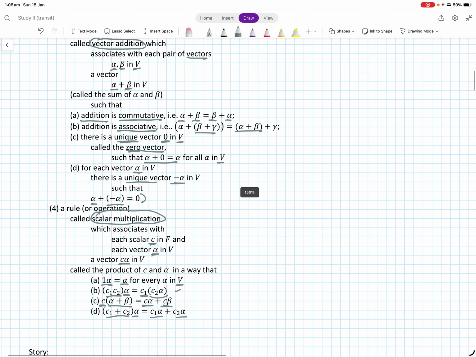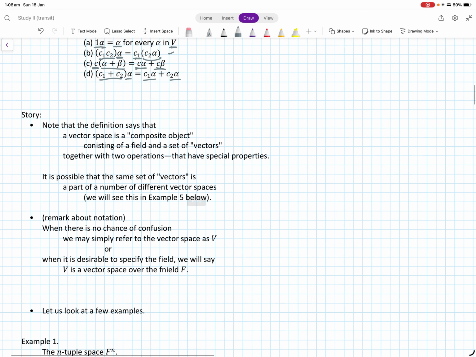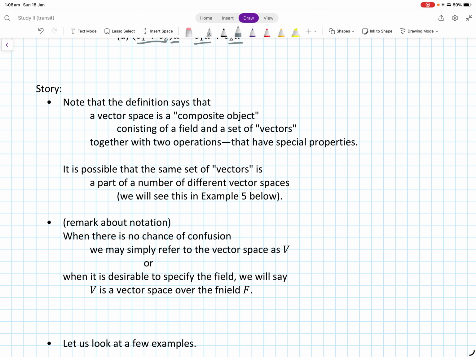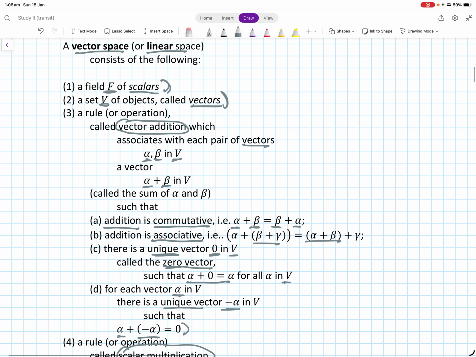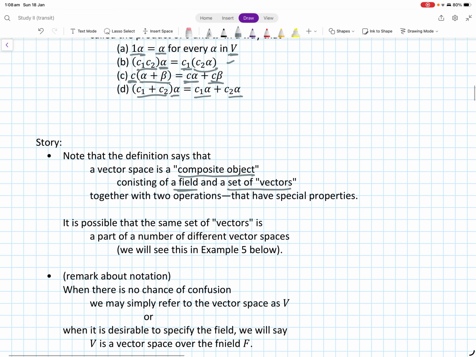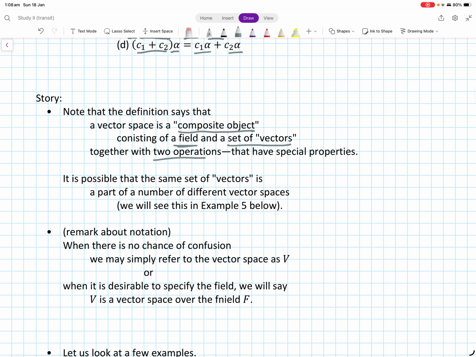Okay, and it's sort of intuitive, right? These are the properties that we also see hold for the kind of vectors, vector addition, that we had considered last time. All right. So now note that the definition says that a vector space is a composite object consisting of a field and a set of vectors. Because these are the two objects that we started with, right? So for example, there was this scalar and then there was this vector. So it's basically a composite object in that sense, and it has these two operations with those properties that we had mentioned.